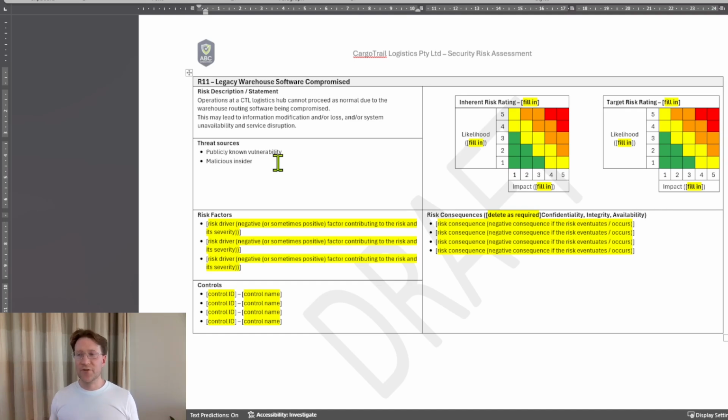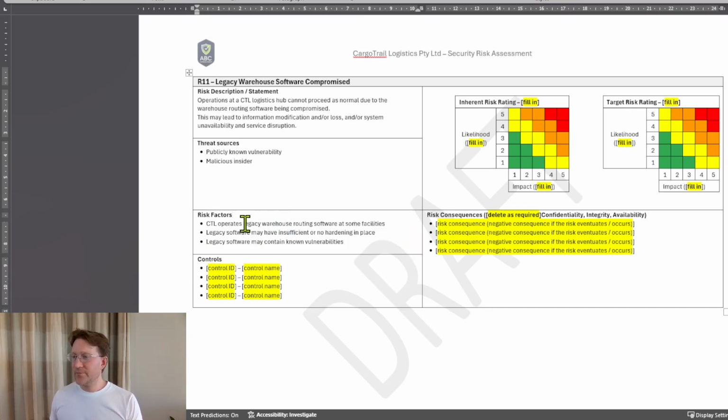Even though this version of the software might have publicly known vulnerabilities, if people don't know that you use that version of the software, then they cannot necessarily exploit it. But if we have an insider, they know exactly what the vulnerabilities are because they know exactly what software is being used if they work at the warehouse facility and they use the software themselves.